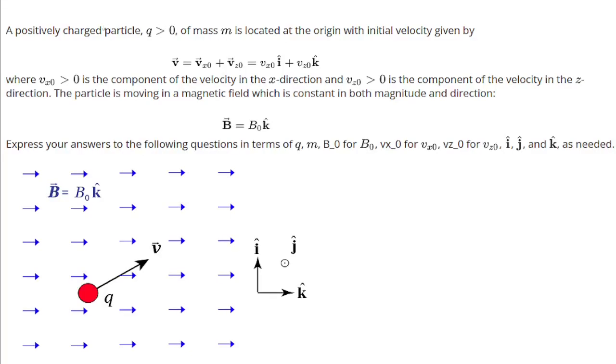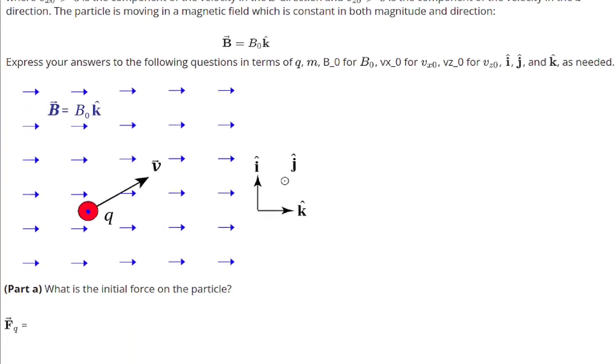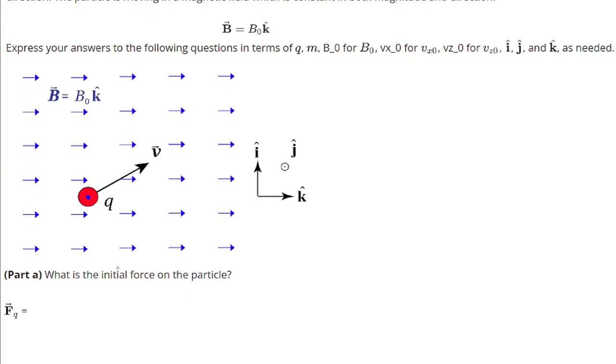A positively charged particle with a mass m is located at the origin with an initial velocity having x and z components, which are greater than 0 in both directions. The particle is moving in a magnetic field, which is constant in both magnitude and direction. And in part A, what is the initial force on the particle?